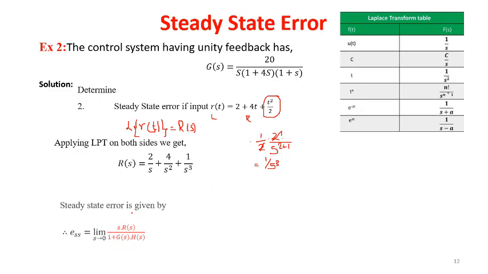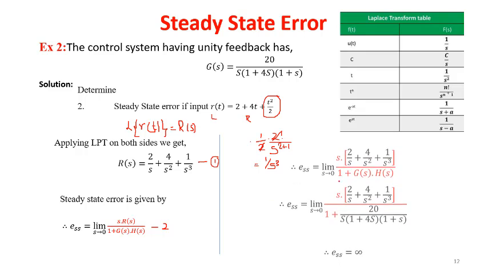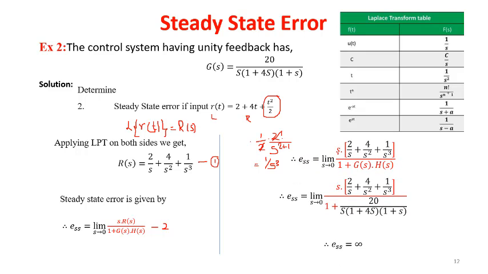Next, we know that steady state error is given by ESS equals limit s tends to 0 of s into R of s divided by 1 plus G of s into H of s. We know R of s from this, which we write as equation 1. Substituting 1 in the steady state error, that is equation 2, we get limit s, wherever R of s is there, we replace it by 2 by s plus 4 divided by s square plus 1 divided by s cube.